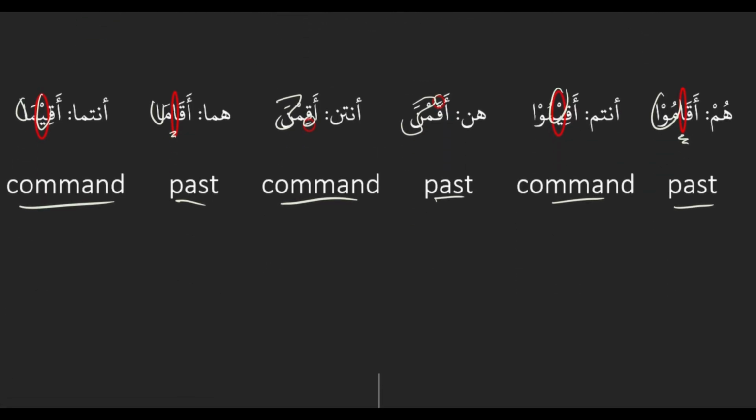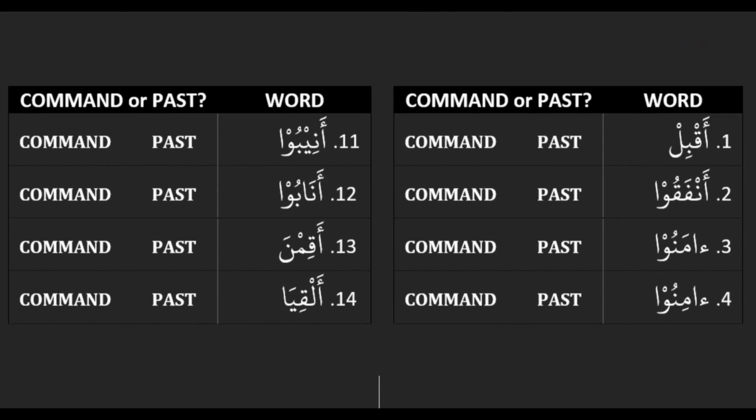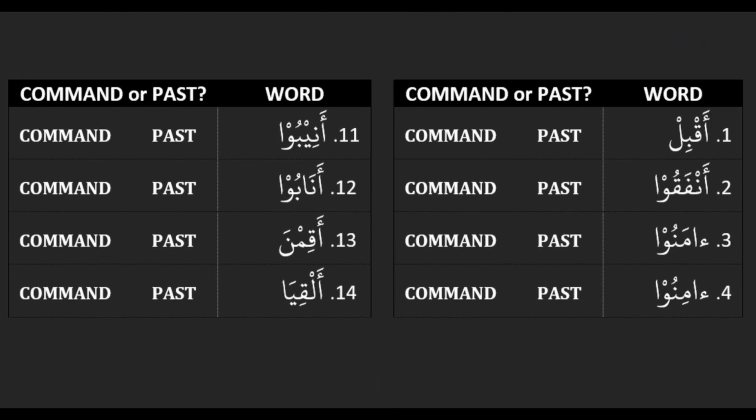We all clear? Okay, let's do an exercise. Past versus command. Number 1, aqbil. Okay, so we have Hamza at the beginning. We have three letters. Qabala, and then second to last is ba, has an E sound, so this is command. Good. E makes command. And it also has a bald ending.